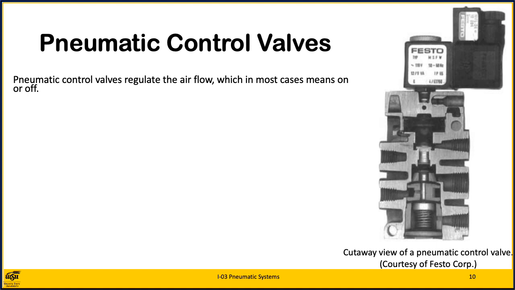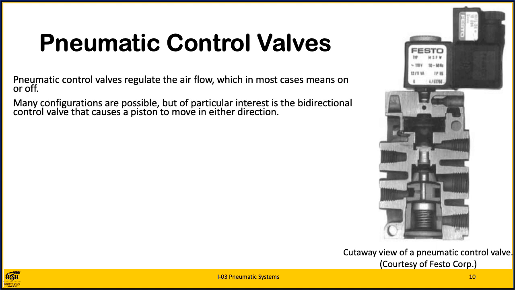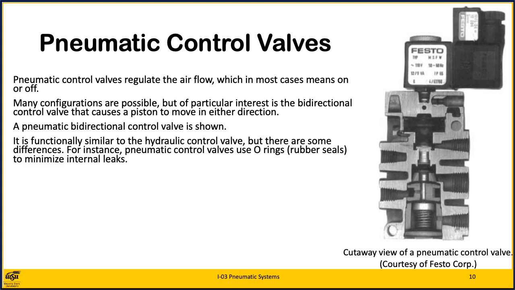Pneumatic control valves. Pneumatic control valves regulate the airflow, which in most cases means on or off. Many configurations are possible, but of particular interest is the bidirectional control valve that causes a piston to move in either direction. A pneumatic bidirectional control valve is shown. It is functionally similar to the hydraulic control valve, but there are some differences.